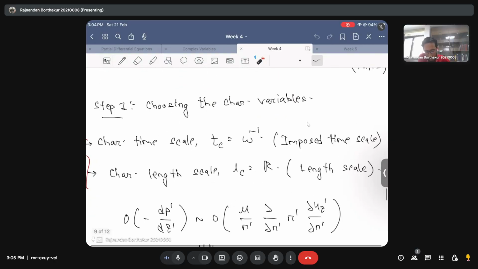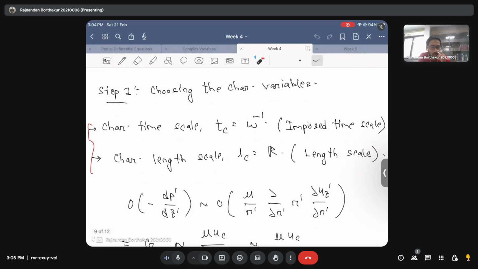And so we begin by choosing the characteristic variables. For instance, in this problem there is an inherent or imposed time scale, which is equal to the inverse of the frequency. You can think of it like the time period, 2 pi by omega is going to be the time period, and the inverse of the time period is the frequency, which is omega itself. So the imposed time scale is in true sense the inverse of the frequency at which the pressure gradient is imposed.